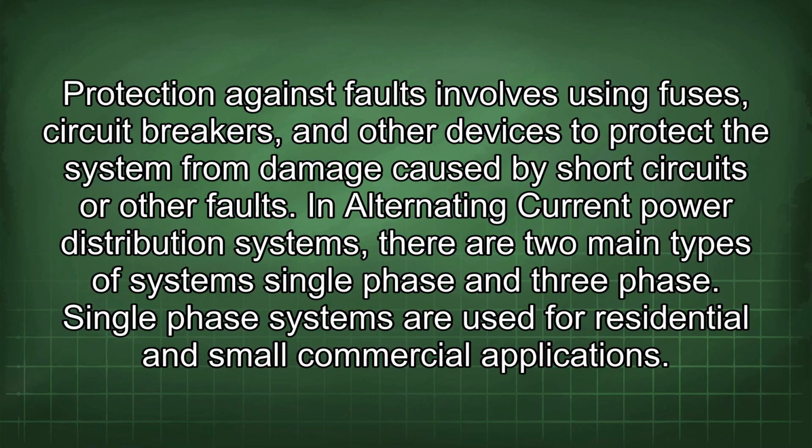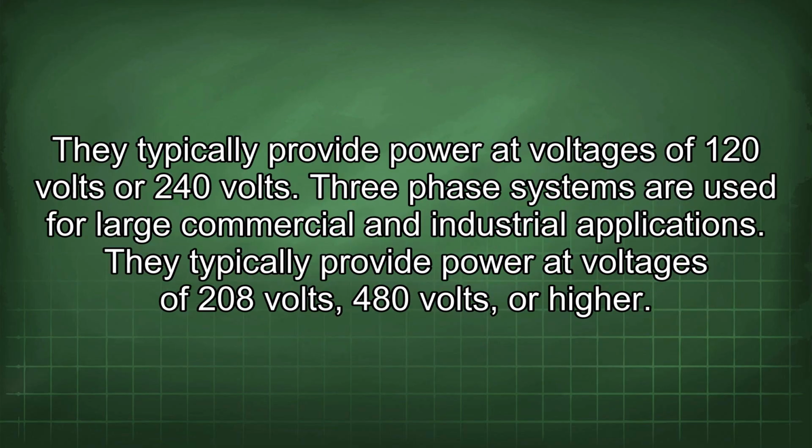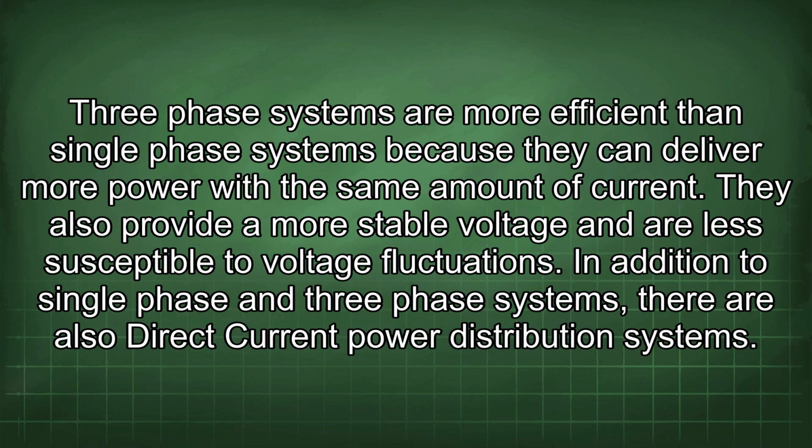In alternating current power distribution systems, there are two main types of systems: single-phase and three-phase. Single-phase systems are used for residential and small commercial applications. They typically provide power at voltages of 120 volts or 240 volts. Three-phase systems are used for large commercial and industrial applications. They typically provide power at voltages of 208 volts, 480 volts, or higher. Three-phase systems are more efficient than single-phase systems because they can deliver more power with the same amount of current. They also provide a more stable voltage and are less susceptible to voltage fluctuations.